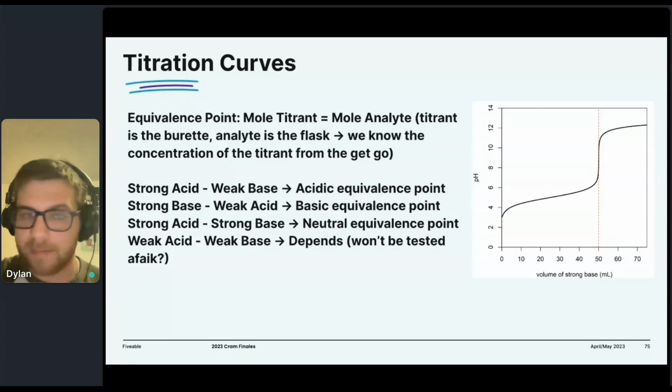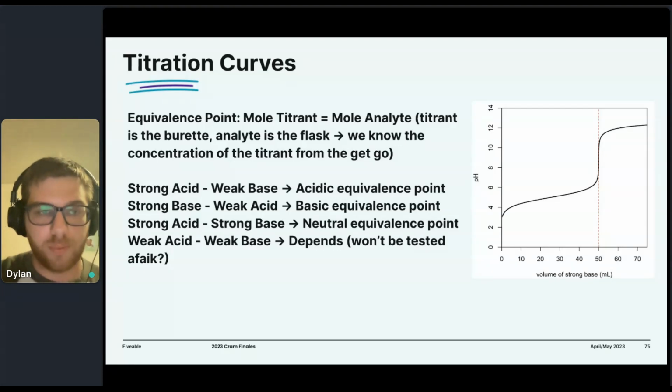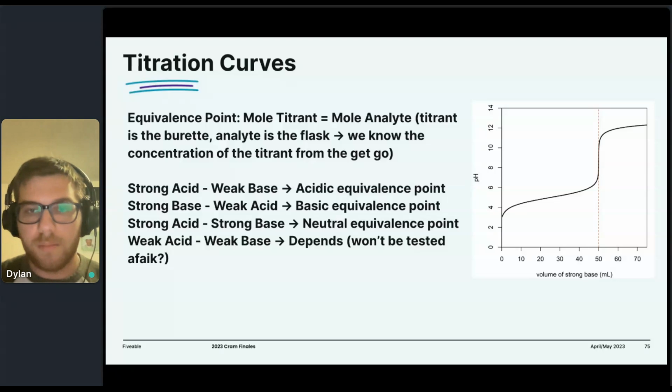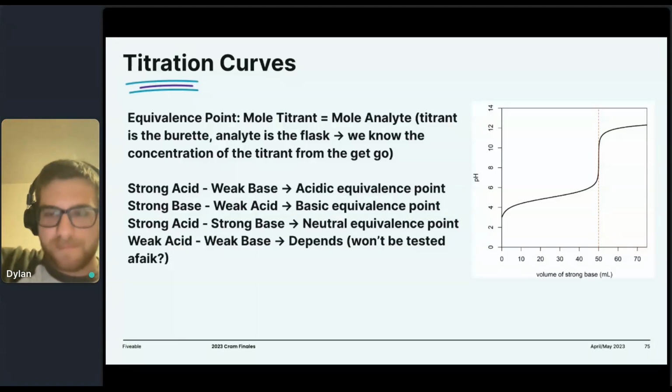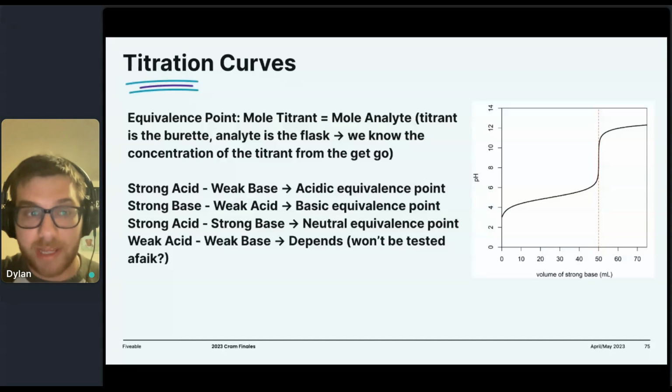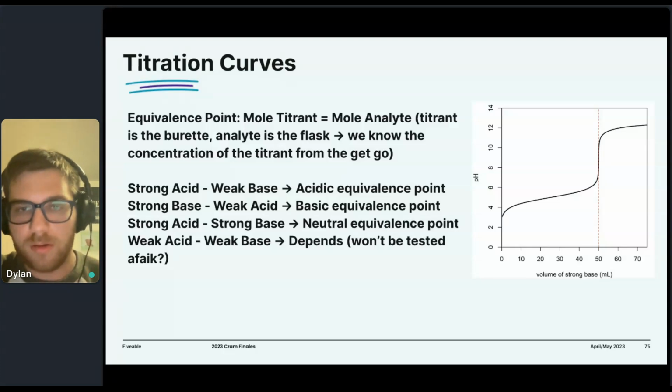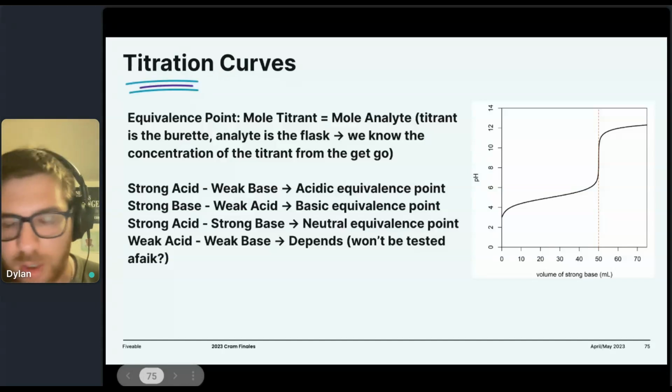Then we keep adding base, and we reach our equivalence point. Moles of acid equals moles of base. Boom, pH shoots up. You can't see it, but I went like that. pH jumps up because now that hydroxide we're adding from the strong base has taken over. We have hydroxide. Therefore, it shoots up, and then we continue on a relatively shallow path of a rising titration, or a rising pH.